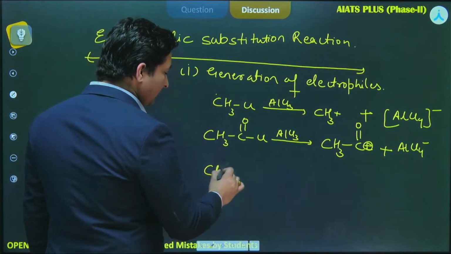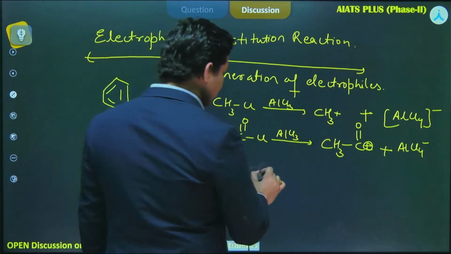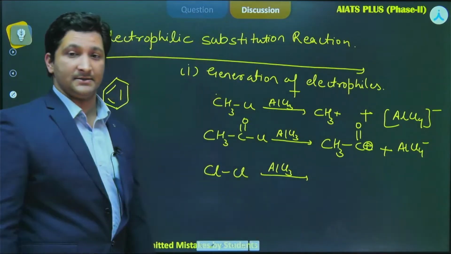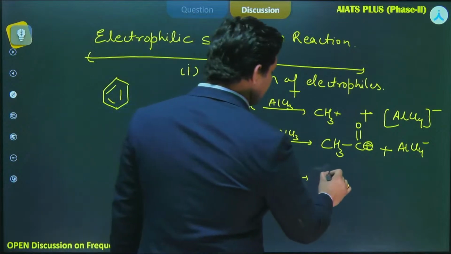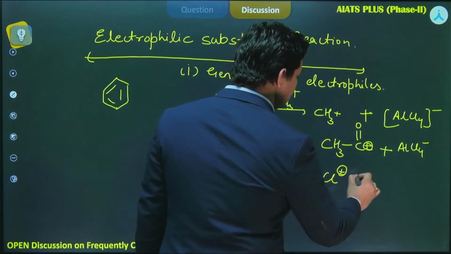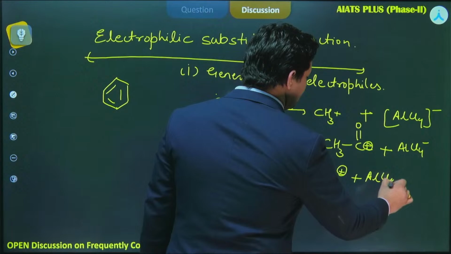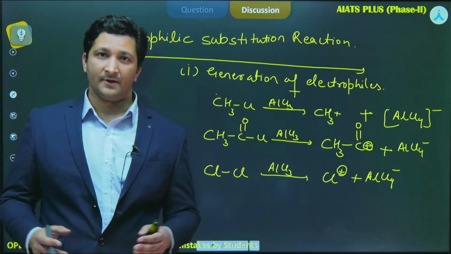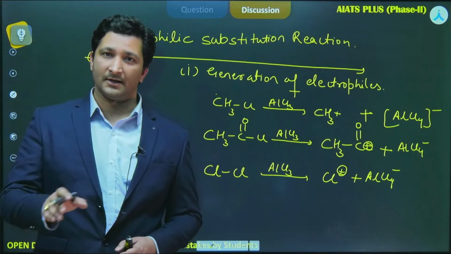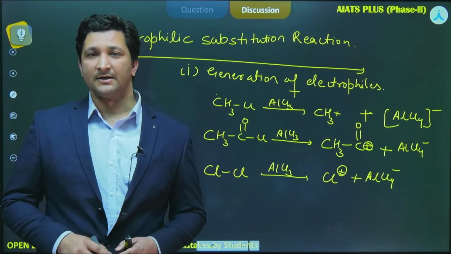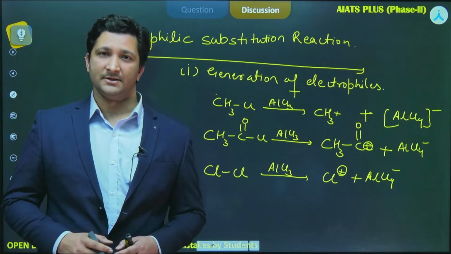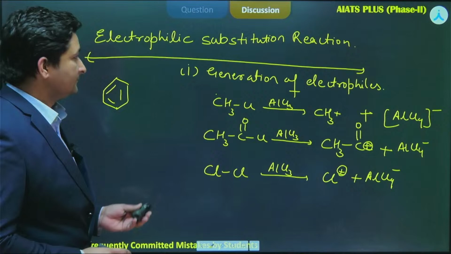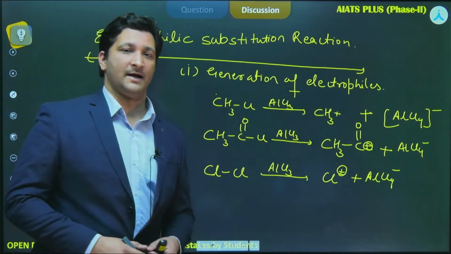Now suppose chlorine is there. Okay, during chlorination what will happen? Cl2 plus AlCl3, they will form Cl plus and AlCl4 minus. Okay, nitration is also there, where we mix concentrated H2SO4 and concentrated HNO3. In that case what happens? NO2 plus is produced, and that NO2 plus acts as the electrophile for further nitration.